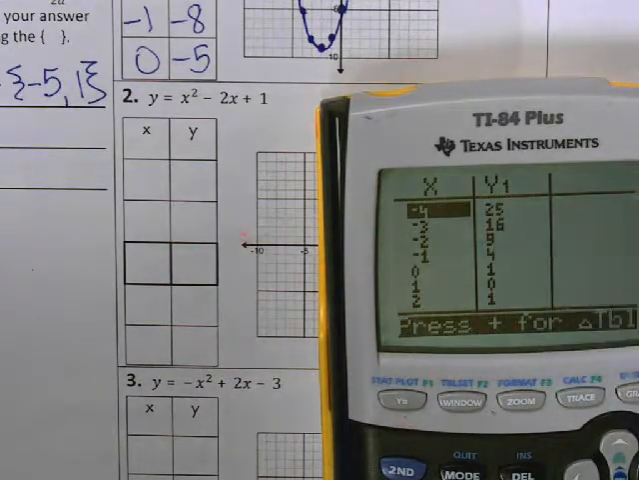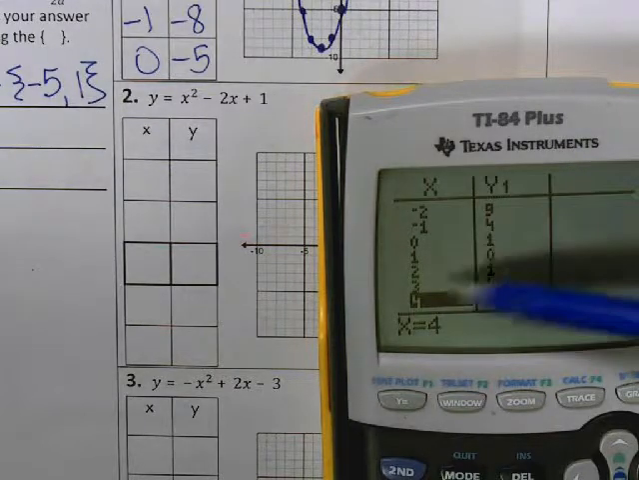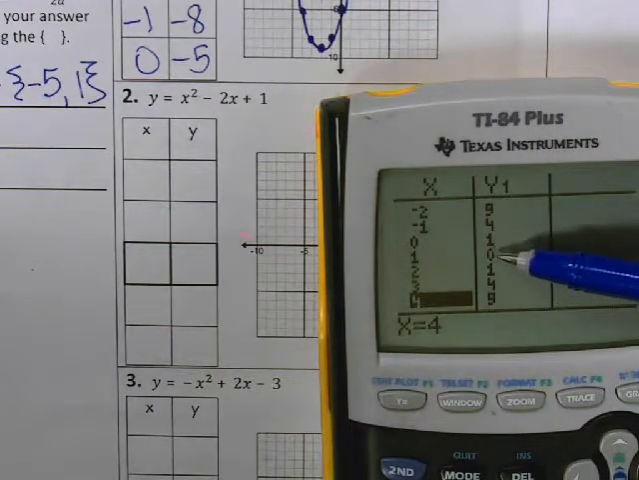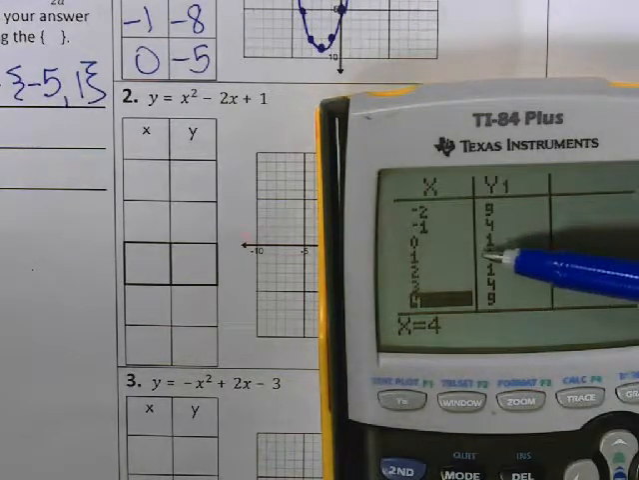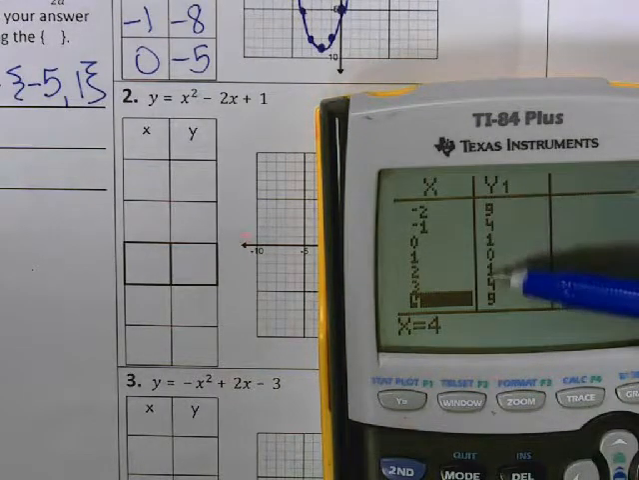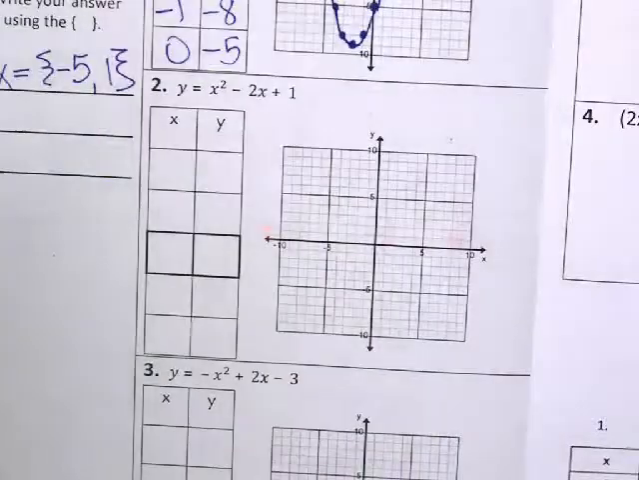And go ahead and copy down your table. But make sure you can kind of see your vertex. We said it was probably around 2. And it's not. It's actually around 1. Because I can see the pattern. 0 is in the middle of the pattern. 1, 4, 9, and then 1, 4, 9. So that 0 is there. So (1, 0) should be in the middle of my table.